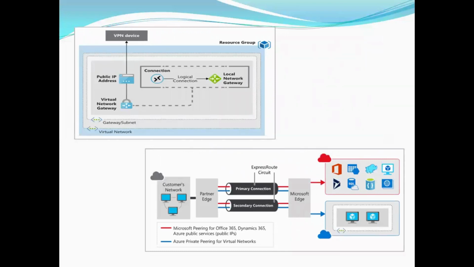This picture depicts the virtual network gateway and how it is connected to a VPN device. And the second picture depicts the ExpressRoute circuit and how it helps to connect the Azure resources with the customer's network. It is purely a private peering connection.